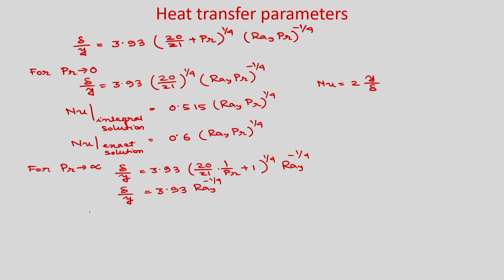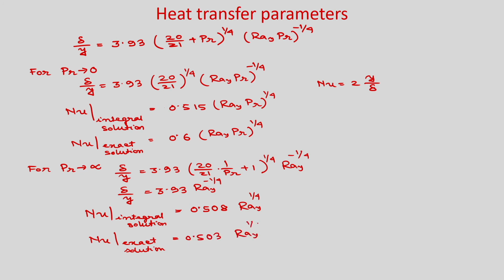So, obviously, now Nusselt number you can write as twice y by delta. From the integral solution, we will get 0.508 Rayleigh number to the power 1 by 4, and you can see for high Prandtl number fluids it depends on only Rayleigh number. And if you remember, we have written the exact solution from the similarity solution as 0.503 Rayleigh number to the power 1 by 4.